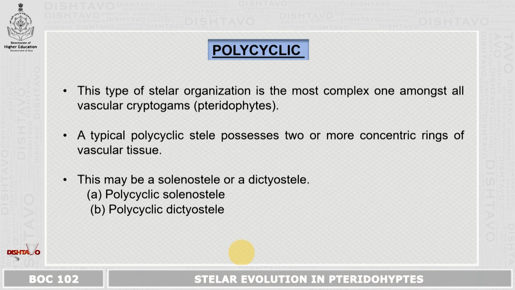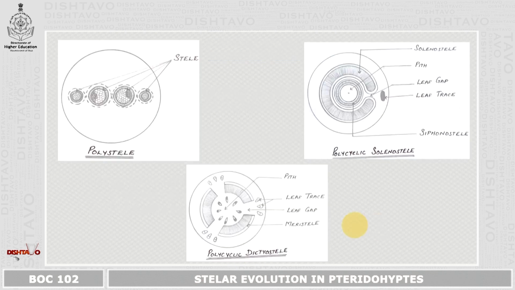Then we have polycyclic, wherein this type of stelar organization is the most complex in vascular plants. A typical polycyclic stele possesses two or more concentric rings of vascular tissue. This may be a solenostele or a dictyostele, that is, a polycyclic solenostele or polycyclic dictyostele. If you see over here, once you say polystele, poly meaning many, many steles. Over here you can see 1, 2, 3 and 4 steles.